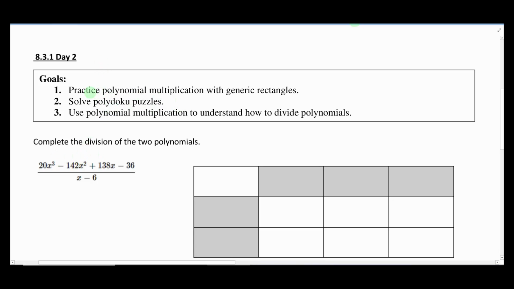All right, so our goals are the same as yesterday. We want to practice some polynomial multiplication, use Polydoku, and use that to help us divide polynomials. So let's take a look at a problem.